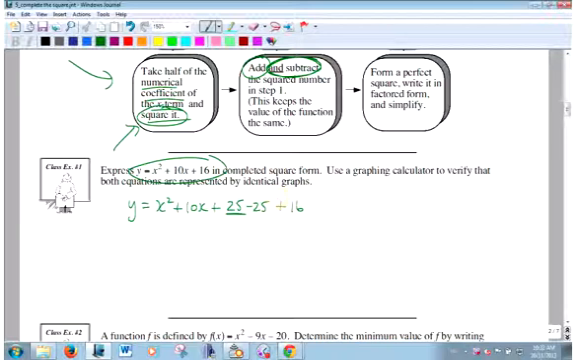I've got to have this, x squared and 10x and 16. X squared and 10x and 25 minus 25 plus 16. Is that the same as this? Sure it is. But why do I do that? What can I do with this? Is that a perfect square trinomial? Yeah. I can write it like this. That's what these first 3 terms are, right?